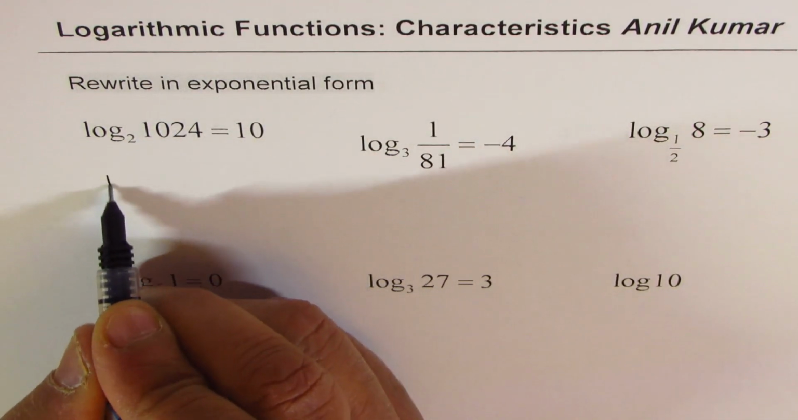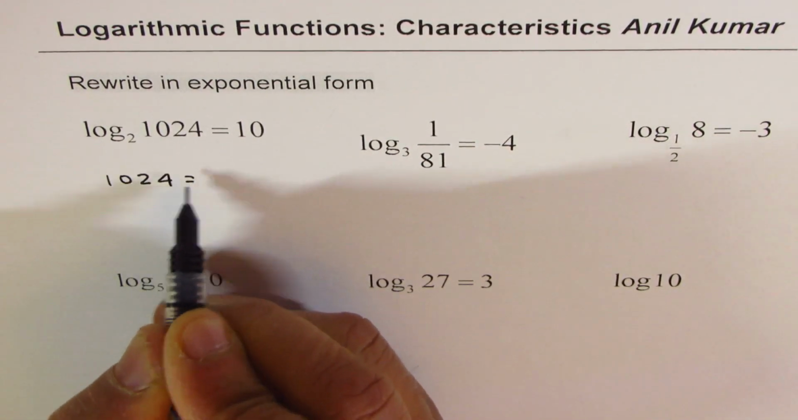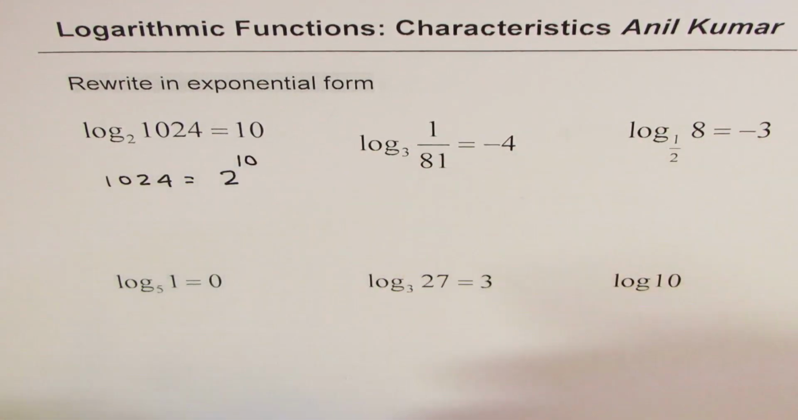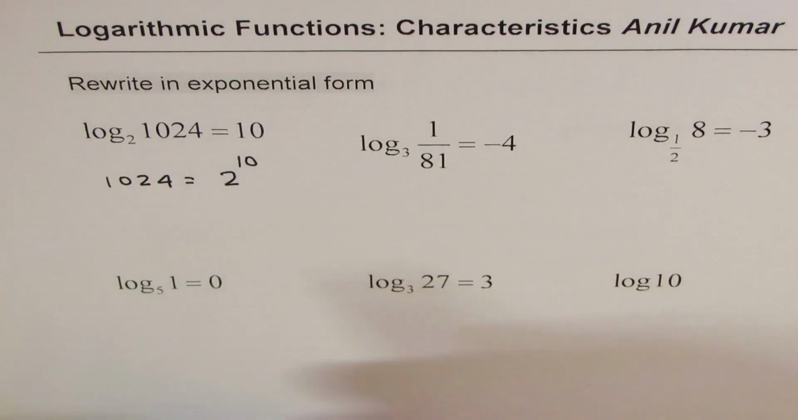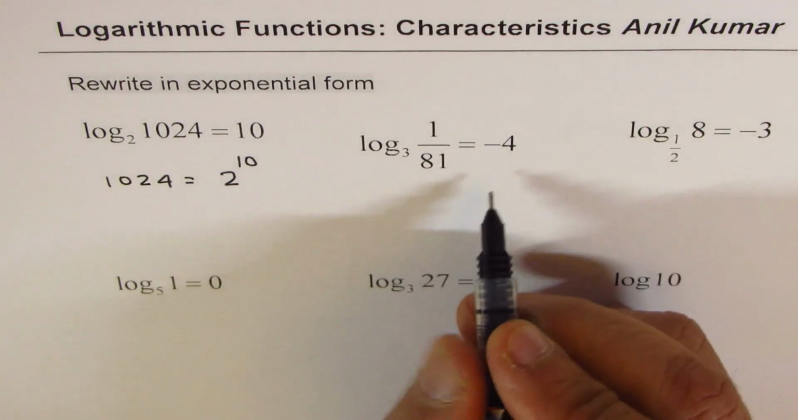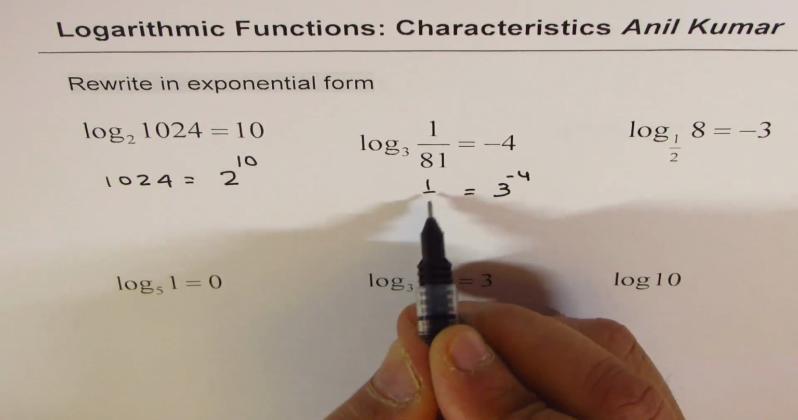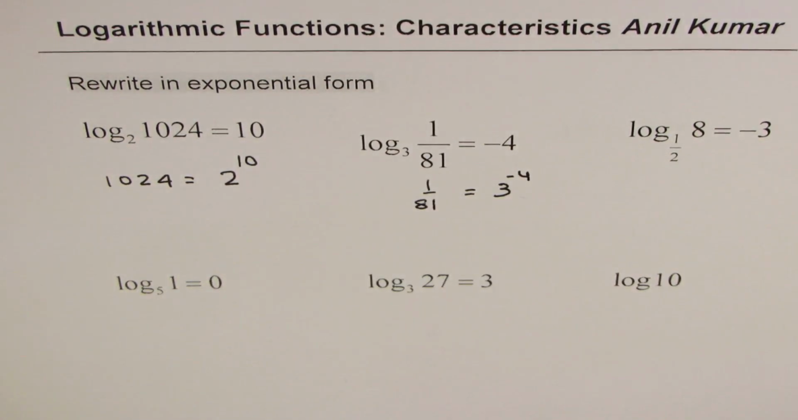Retain the value of x, which is 1024, equals to base is 2. So base is 2 to the power of exponent 10. Do you see that? So that becomes your exponential function. So here we'll write 3 to the power of minus 4 on the right side and 1 over 81 on the left side. We are done.